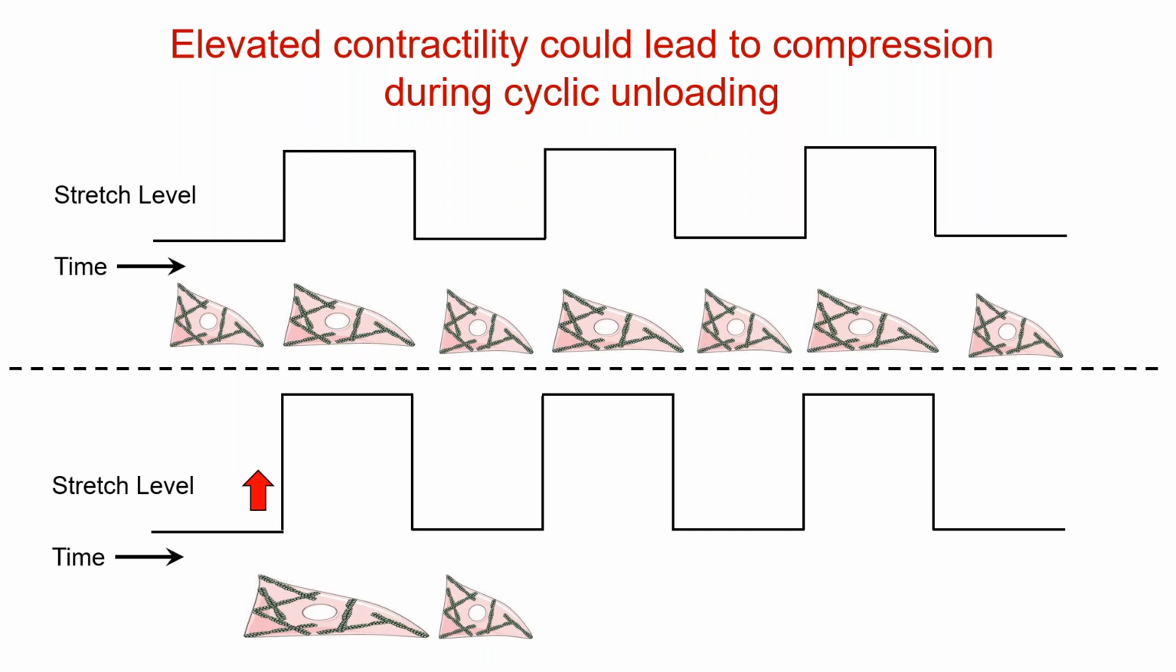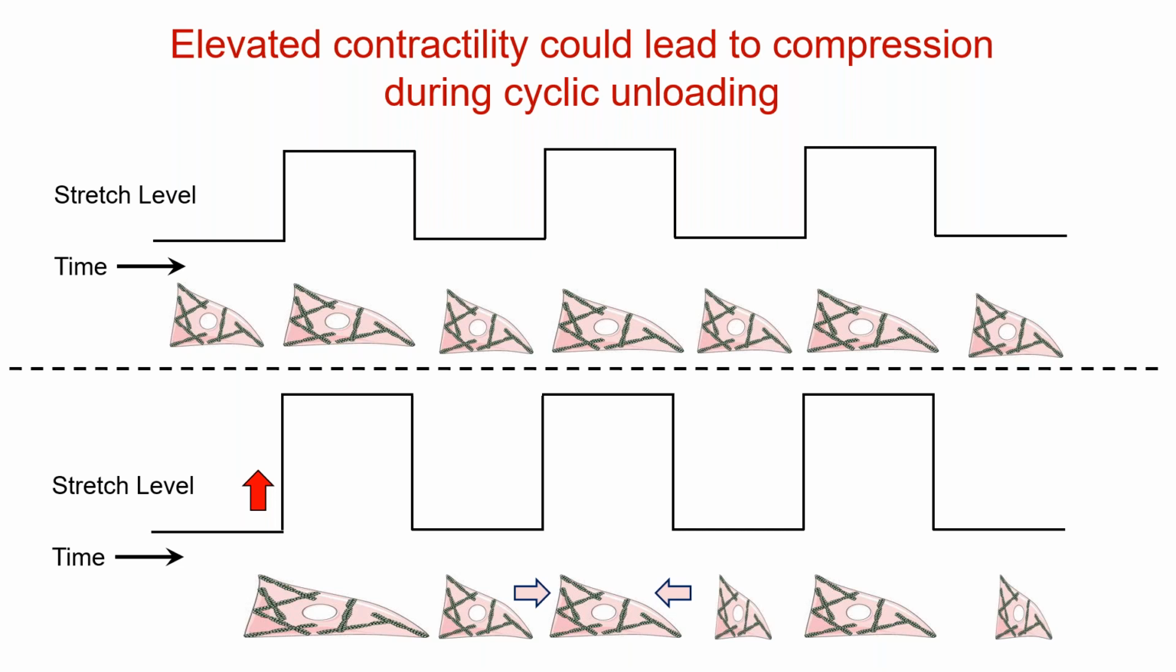And so it gets stretched and it goes back to its normal state. But at some point, the cell is going to start pulling back. And when it starts pulling back, we think that it's possible that in what we could call the diastolic phase, in this low stretch phase, the cell actually feels a net compression. So it resists the increased stretch, but now it's feeling a bit more compression.